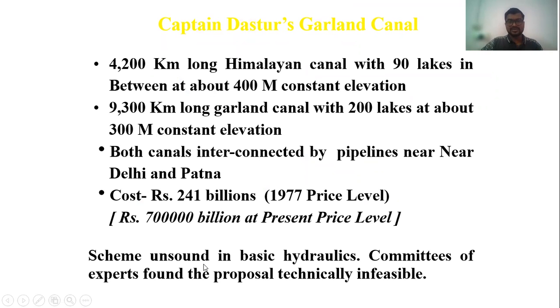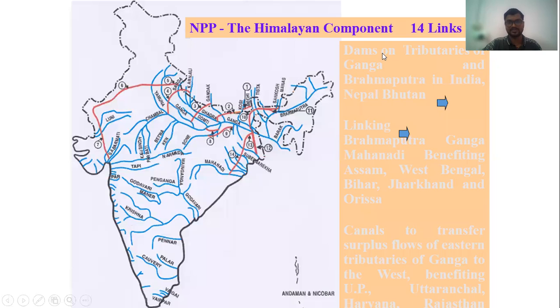Then the scheme was unsound in basic hydraulics because it was not possible to connect those two canals by pipelines and to have the canals at a 400-meter constant elevation in Himalaya and at an elevation of 300 meters for 9,300 kilometers as a Garland Canal. Okay, committees of experts found the proposal technically infeasible. The scheme was declared infeasible by the technical committee. Then next one is the Himalayan component of the rivers.